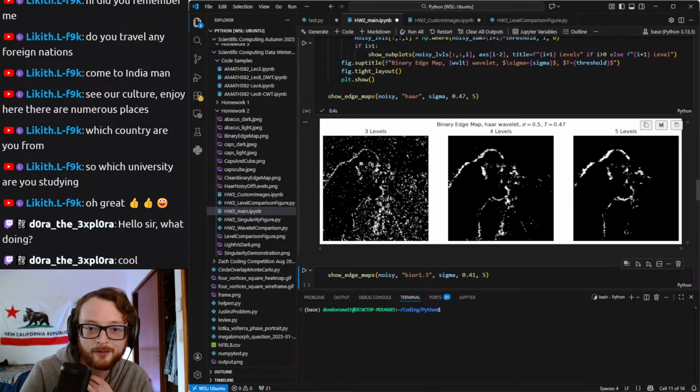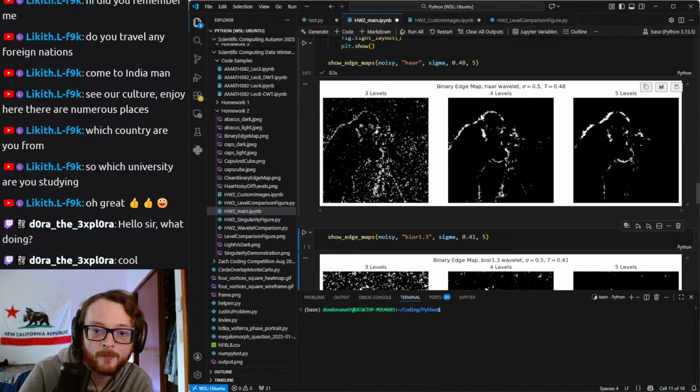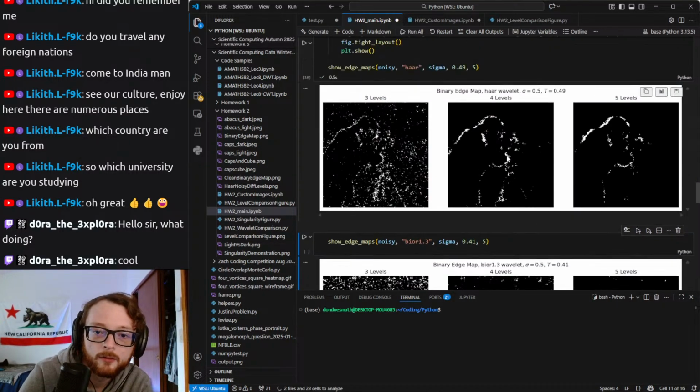Honestly, let's try fine-tuning the threshold a bit. Could we make level 4 the good level? That's not too bad. I think level 4 with this threshold is better than level 5.